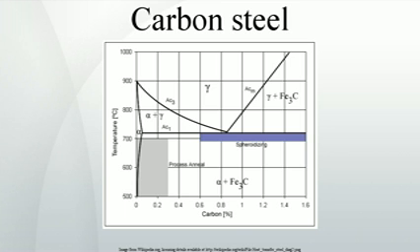Carbon steel. Carbon steel is steel in which the main interstitial alloying constituent is carbon in the range of 0.12 to 2.0%.